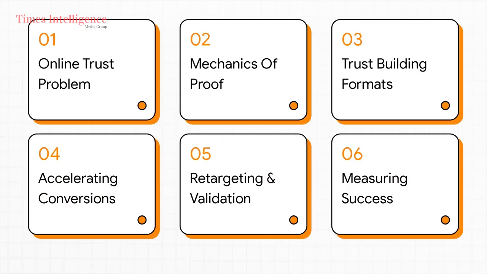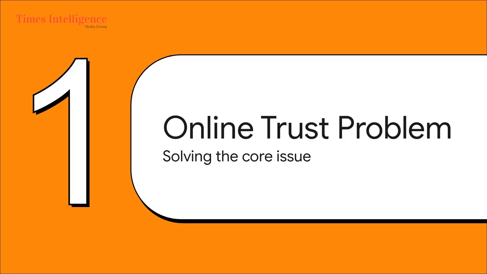So here's our blueprint for today's explainer. First, we'll cover the online trust problem, then the mechanics of social proof, followed by formats that build trust. After that, we'll look at accelerating e-commerce conversions, retargeting with customer validation, and finally, authenticity and measuring success. All right, let's jump right into Section 1, the online trust problem.